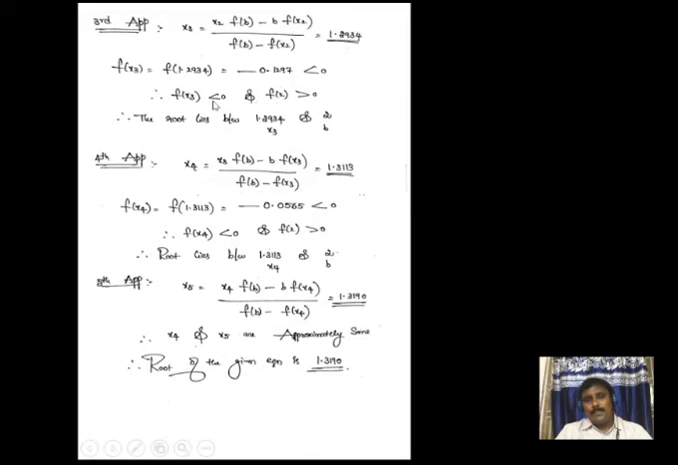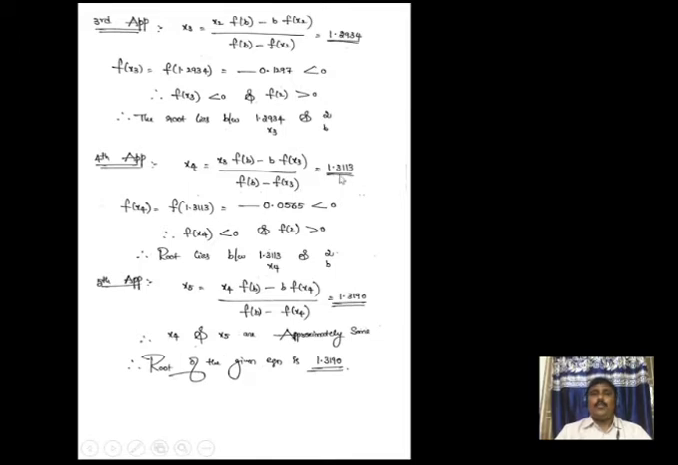So in one step behind I have to see that f of 2 is greater than 0. Therefore the root lies between x3 and b. That is x3 and b. So next, the fourth approximation x4 equals x3 into f of b minus b into f of x3, divided by f of b minus f of x3.